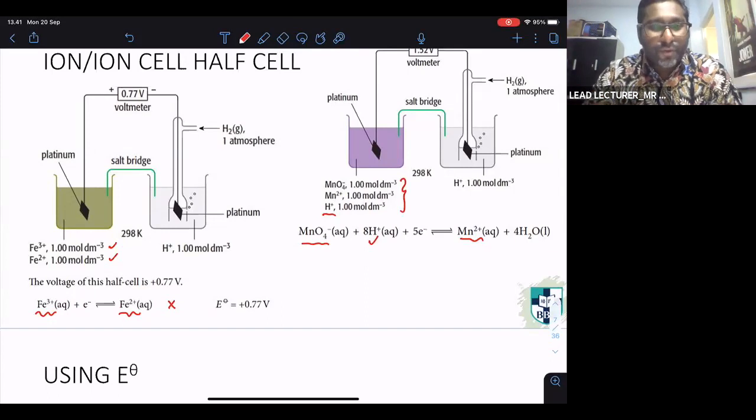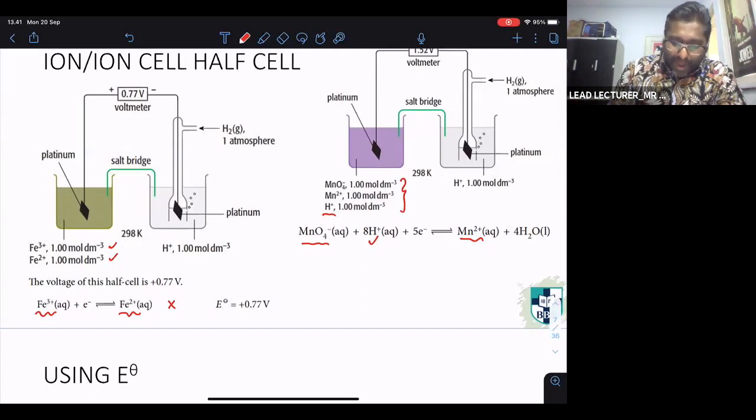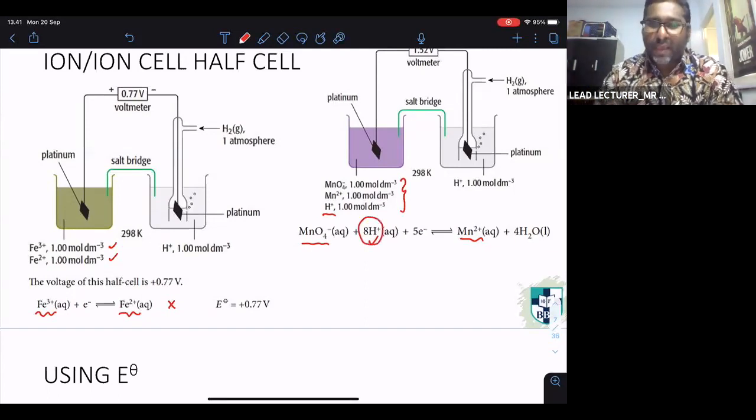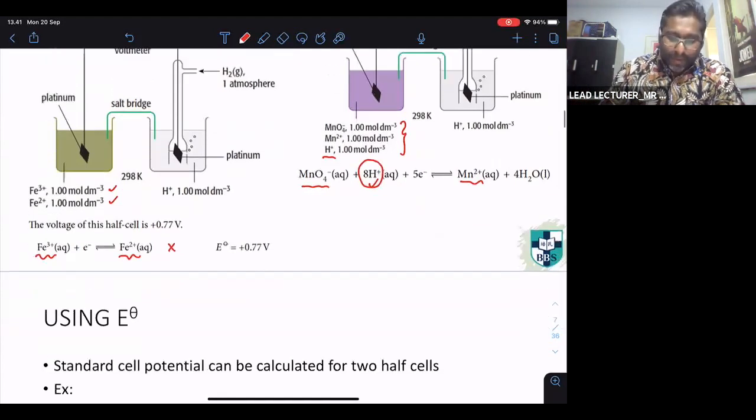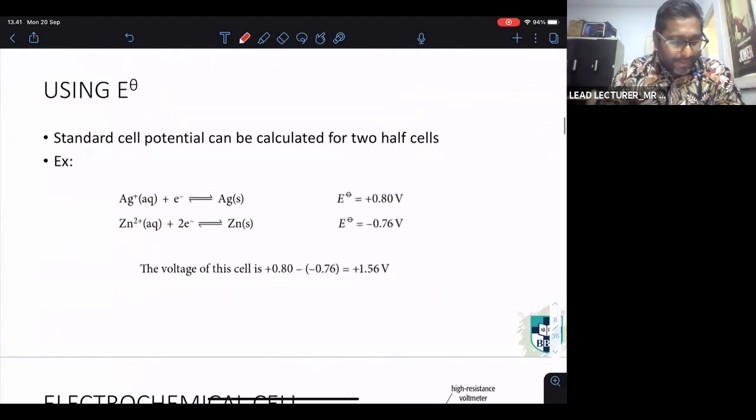So if you don't have the acid, what will happen? You won't have the reaction, because in order for this reaction to happen, you must have the acid. You must have the H plus. Please remember that. Now we have also learned about how to use the E standard.